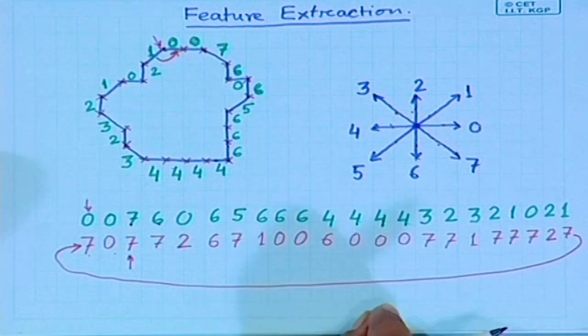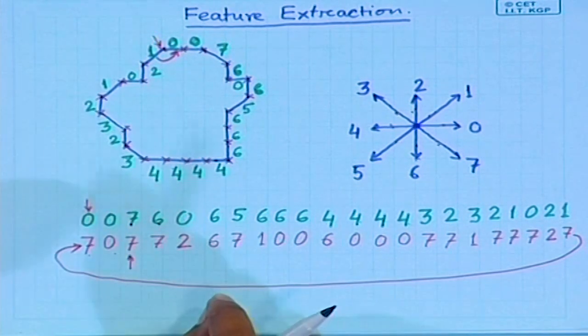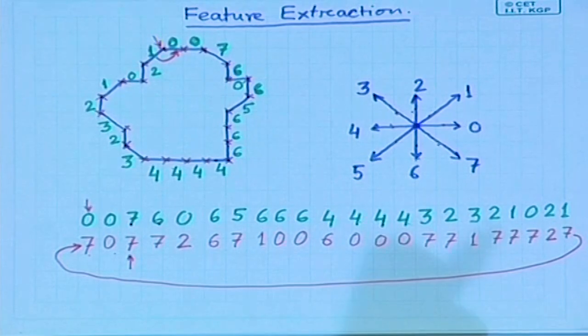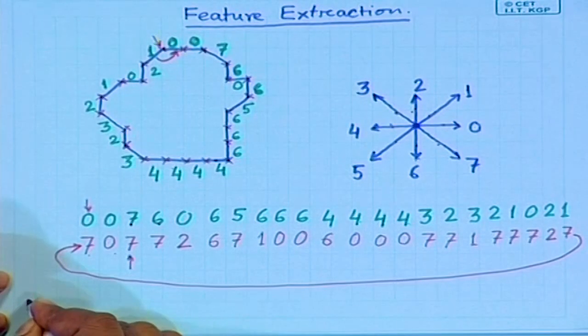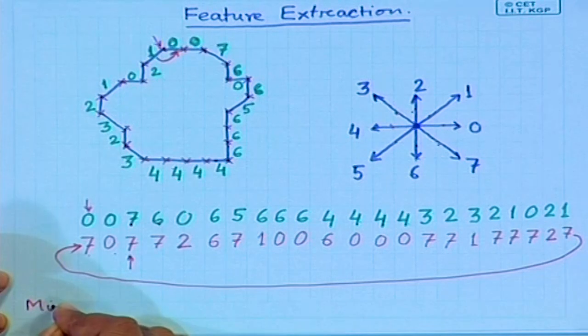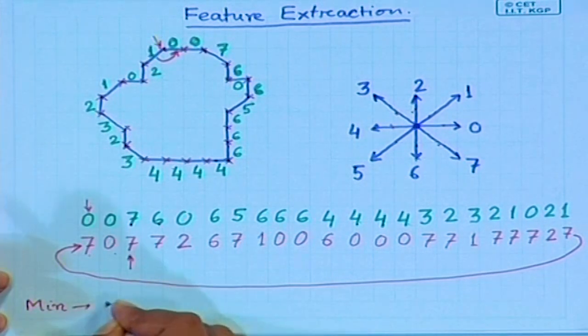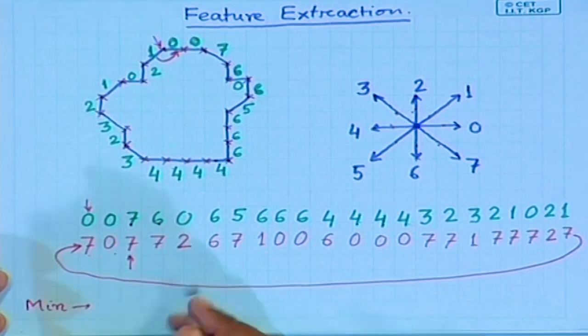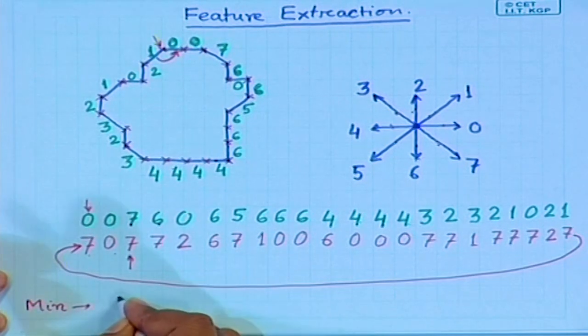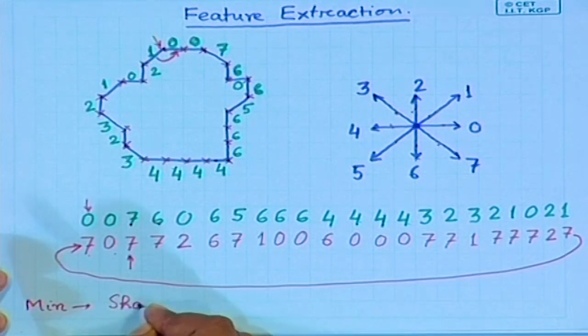If I follow the other way, that wherever I break, I will get the minimum numerical value, I will also get a unique chain code. So, if I follow the concept that I will break the chain code in such a way that I will get the minimum numerical value, then the number that I get is what is called a shape number.